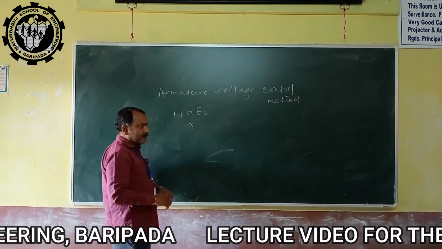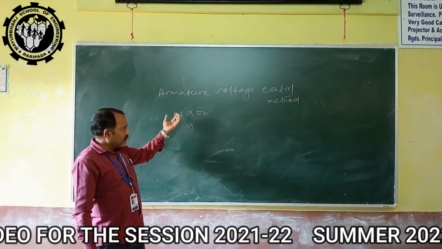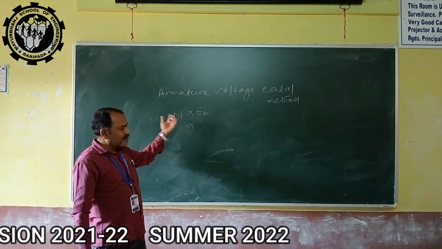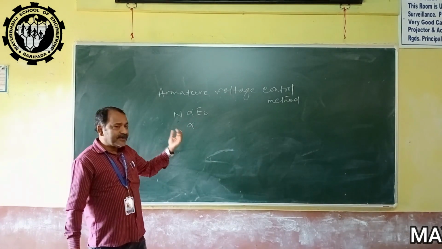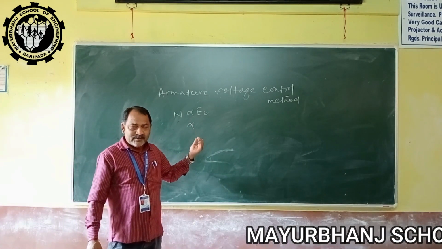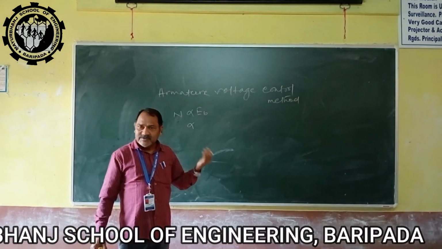And as we know, the field current is directly proportional to the supply voltage. So until the supply voltage remains constant, the field current will also remain constant. Here we are assuming that the supply voltage remains constant always. Therefore, the field current remains constant and hence the flux also remains constant.